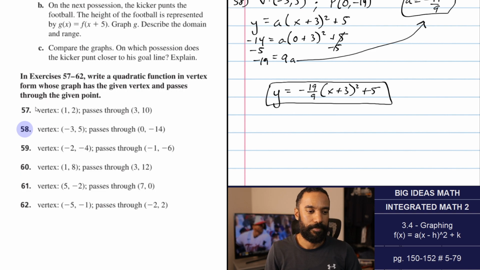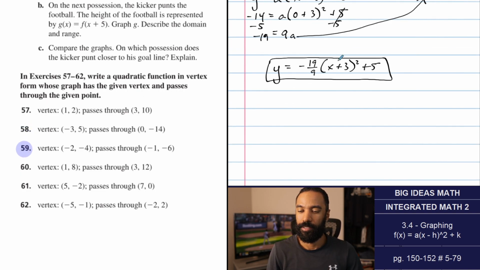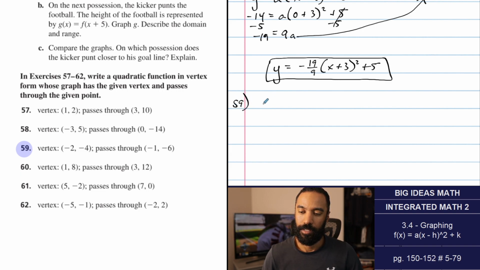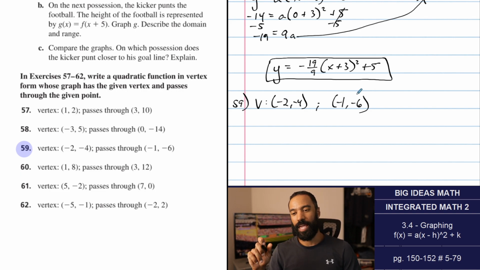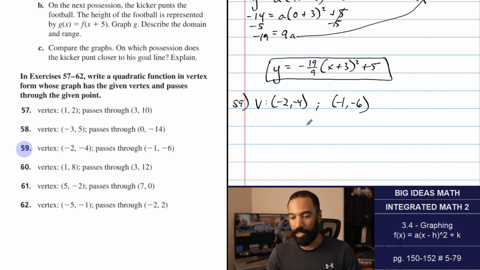Number 59. Vertex of negative 2, negative 4, and passes through negative 1, negative 6. From negative 2 to negative 1 is 1. And instead of going up 1, we're going down 2. A is going to be negative 2.